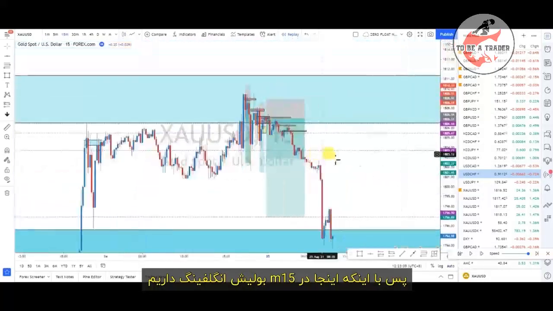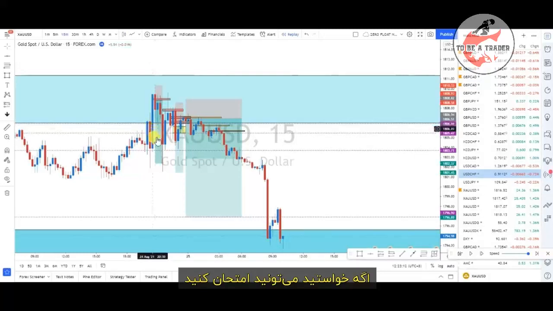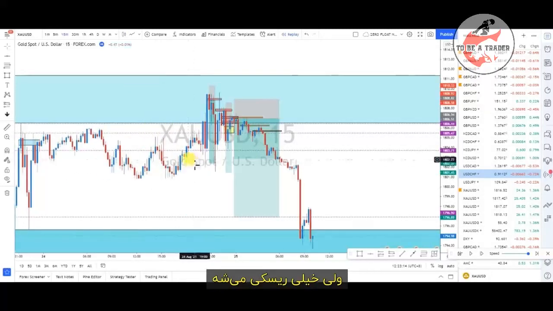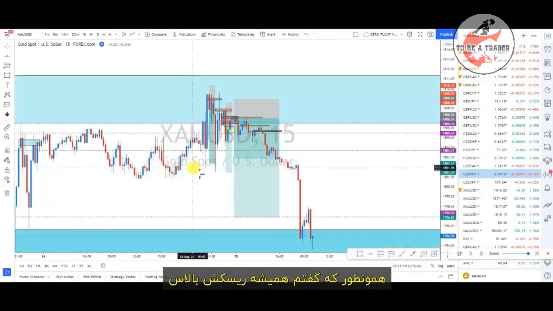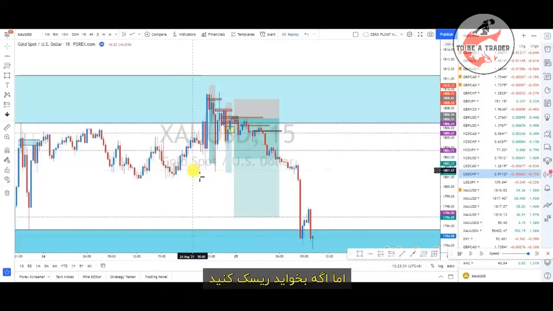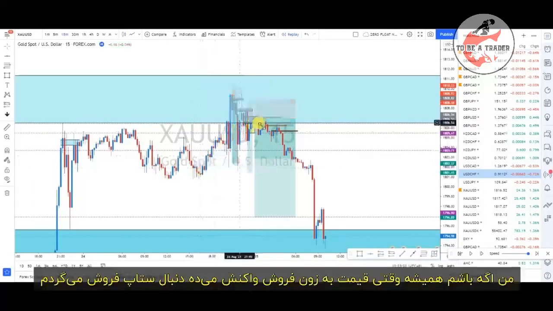So even though here on the M15 there is a bullish engulfing, okay, you can try if you want to, but it will be very, very super risky. Okay, guys, here there is a bullish engulfing, you can try. Like I said, it's always risky. Okay, but if you want to risk, again, go ahead, no problem. Nobody is going to stop you because it's up to you. You decide. You should know what you're going to do. Okay, for me, I will always look for a sell setup only when price is reacting from the sell zone.